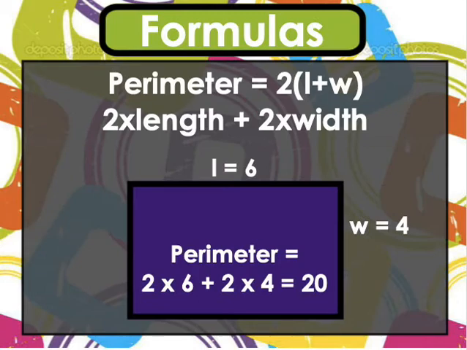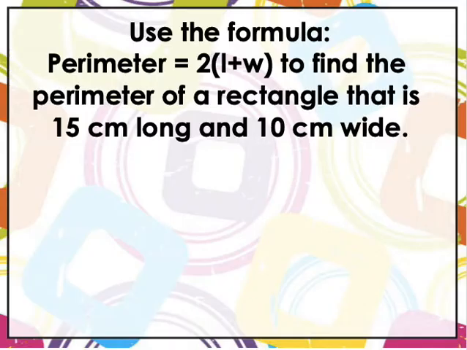For example, for the perimeter of a rectangle, if we know that the length is 6 and the width is 4, we can multiply 2 times the length plus the width, which means we'll do 2 times 6, which is 12, and 2 times 4, which is 8. And when we add those together, we know the perimeter of this rectangle is 20.